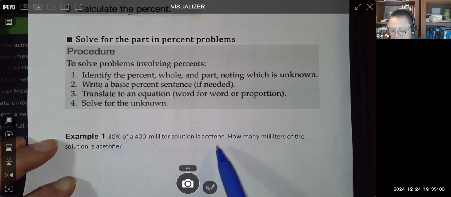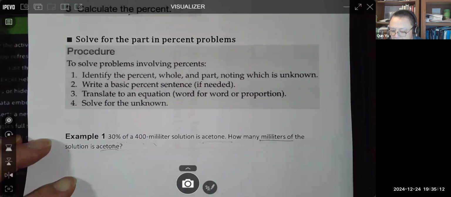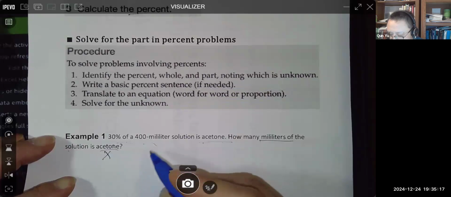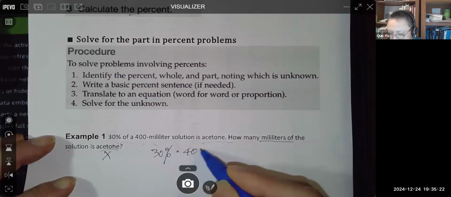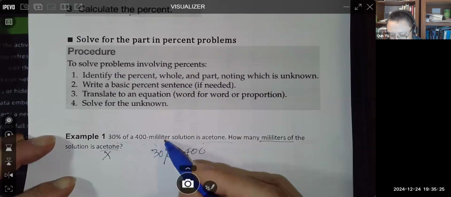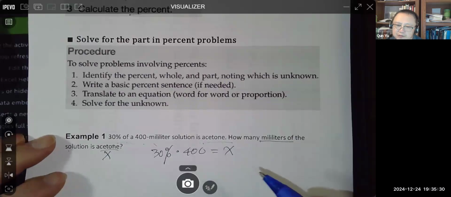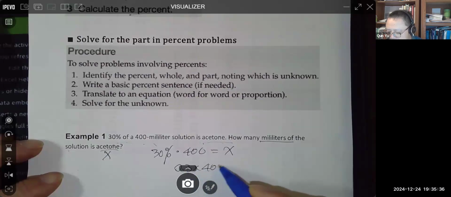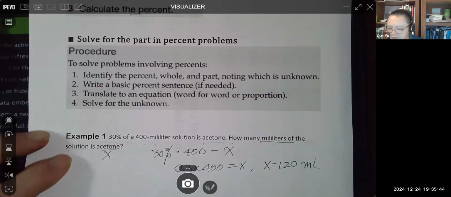30% of this whole thing is acetone. We are looking for acetone. How many milliliters is acetone? So 30%, we don't know. This is our X. 30% of, percent of means multiply this whole thing. The thing after percent of is the whole thing, right? Remember that? This part is the one that we are looking for. So basically 0.3 times 400 equals X. X is 120 milliliters. And that's all for this problem.